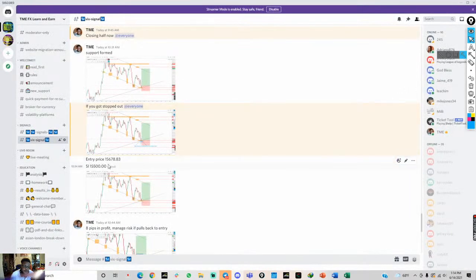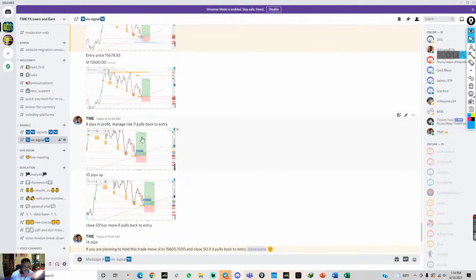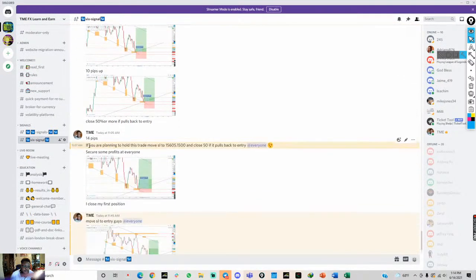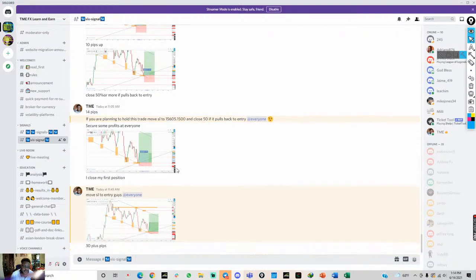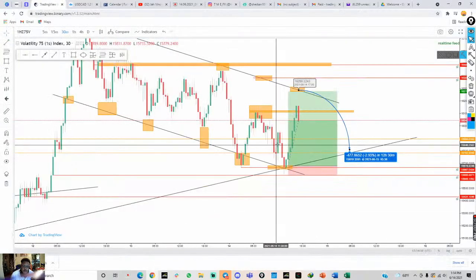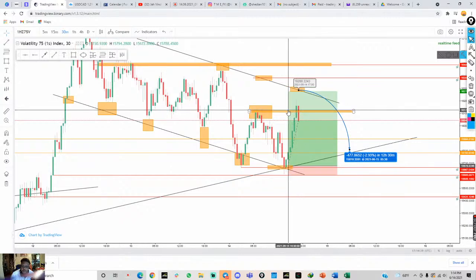I gave the entry price, I gave the stop loss, 8 pips in profit, 10 pips in profit, 14 pips in profit. If you are planning to hold this trade, move SL to 15605.1500 and close 50% if it pulls back to entry. Didn't pull back to entry. We pushed all the way up to 18 pips, secure some position, everyone. We went up to 30 plus pips, move SL to entry, and overall the trade moved to 50 plus pips.